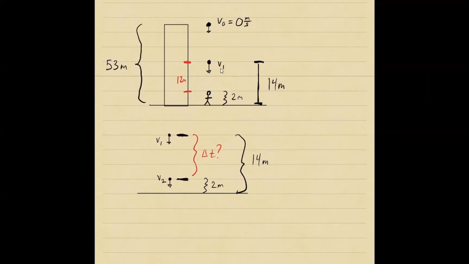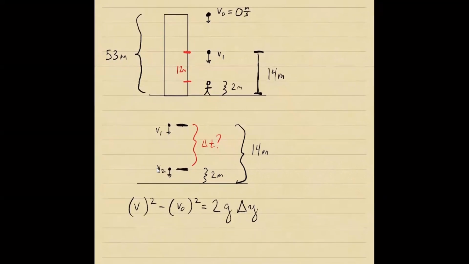Okay, so to do that, we need to find v1 and v2. So the way that we're going to tackle this is by using the fact that our final velocity squared minus our initial velocity squared is equal to 2 times our acceleration in the y direction, which in this case is just the acceleration due to gravity, times the displacement. Okay, so let's try and find v1 first. How fast is the rock going when the man first notices it 14 meters above him?